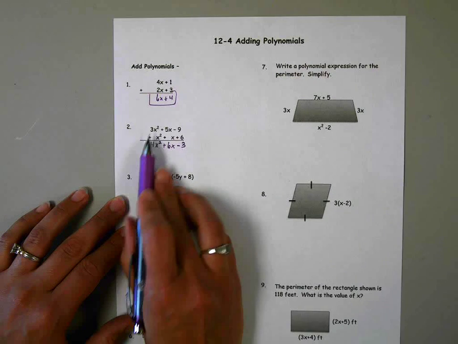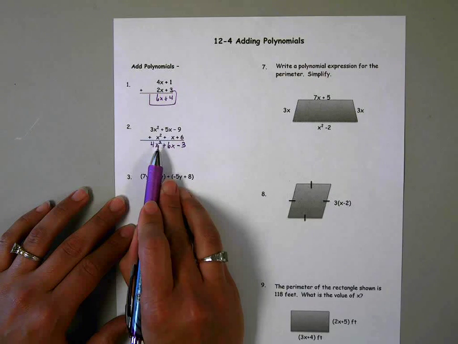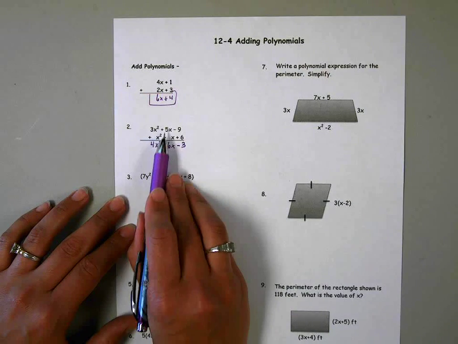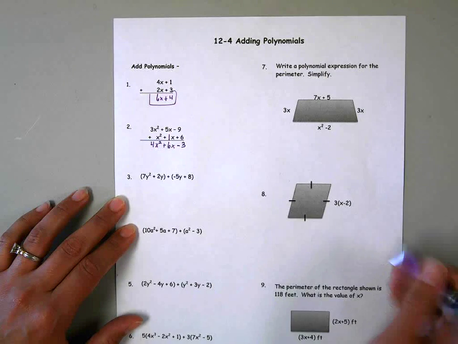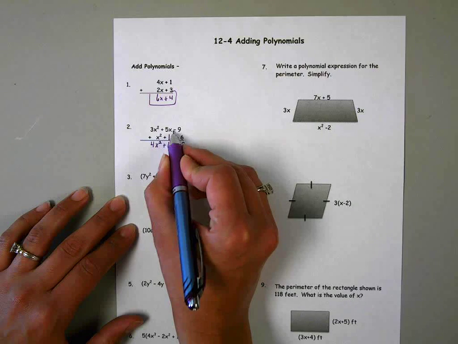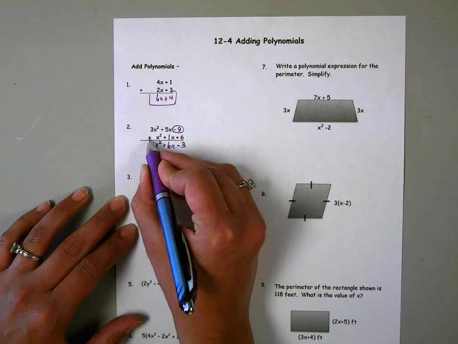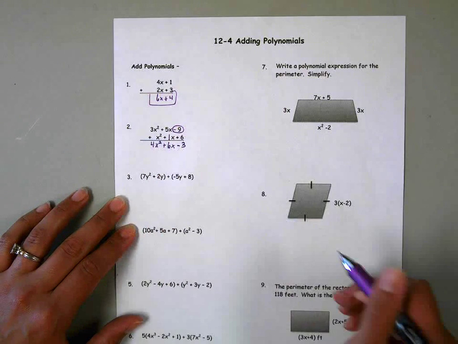So we did 3x squared plus 1x squared. 3 plus 1 is 4. 5 plus 1, remember there's a 1 in front of there, is 6. And a negative 9 plus a positive 6 is a negative 3.